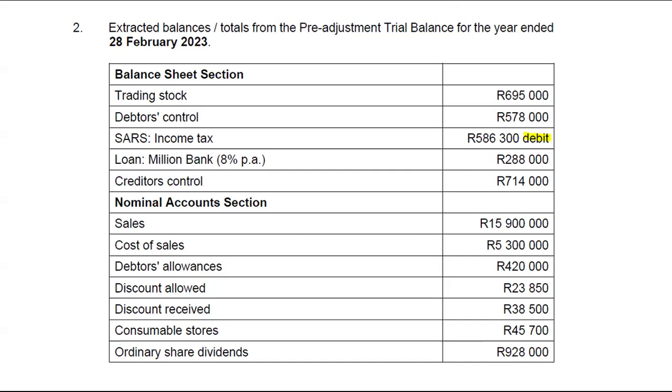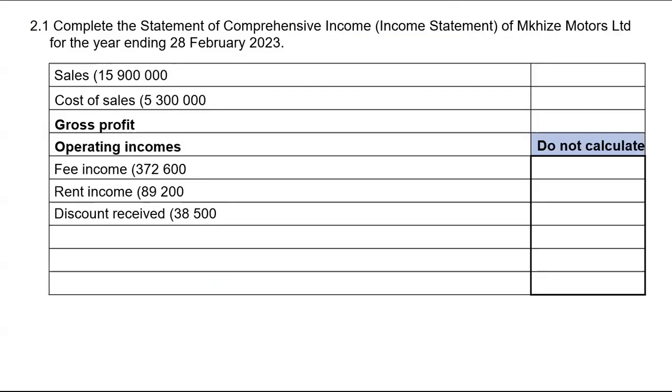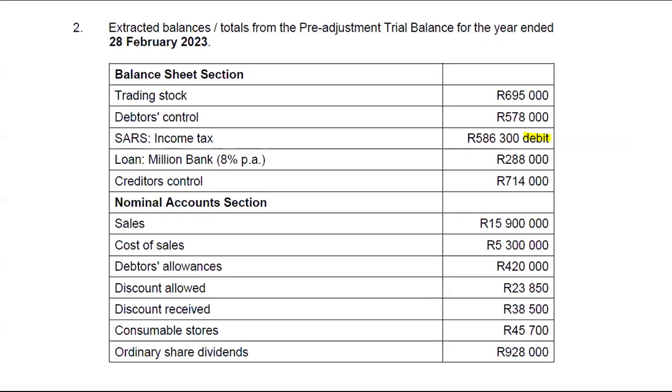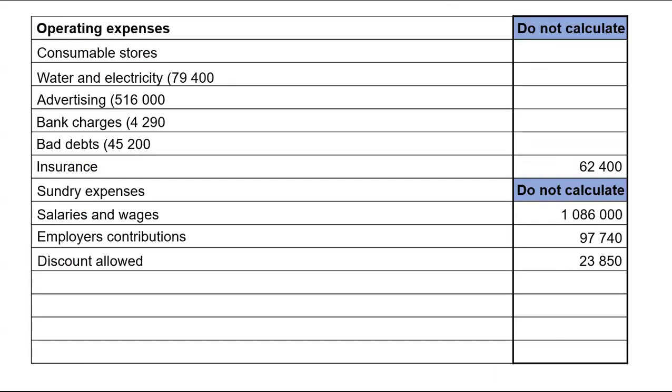Under nominal, everything under nominal must be recorded in your statement of profit or loss, except for the obvious that I will state shortly. So when I looked at my profit or loss, sales is there, cost of sales is there, fee income is there, rent income is there, discount received is there, but we don't have consumable stores. So let me see if we have consumable stores here. We do, of 45,700. So I will take that and put it in brackets over here.